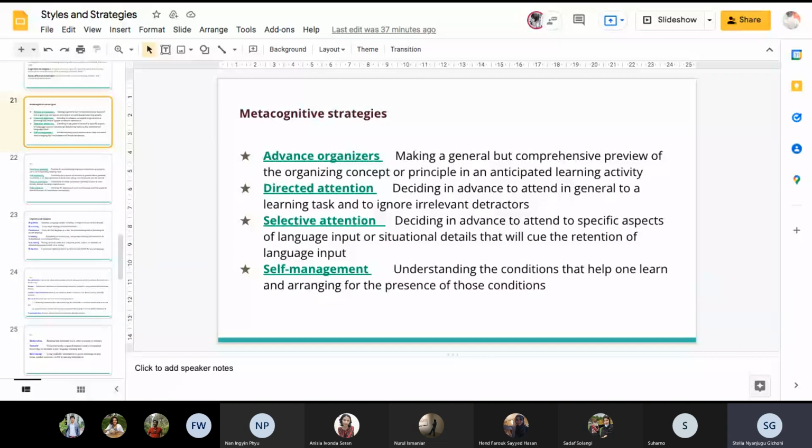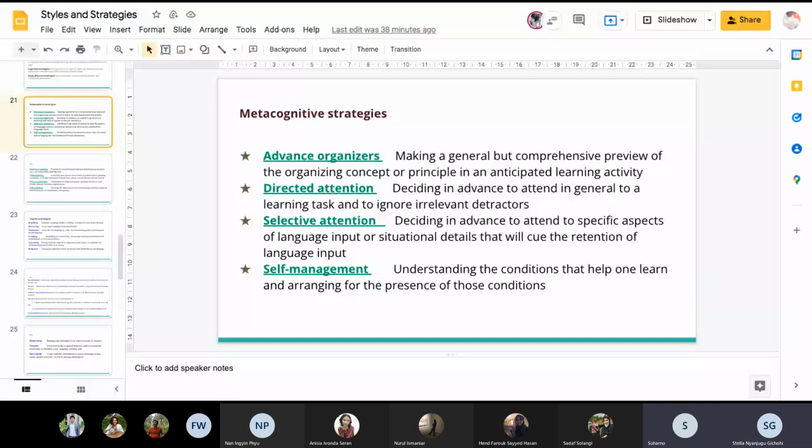So we said these have to do with the planning of the learning activity itself. These are some of the procedures or tasks you'll find there. We have those who are advanced organizers. Again, you have to check with yourself and maybe with your learners whether you have such kind of learners here. Advanced organizers make a general but comprehensive preview of the anticipated learning activity. So they already have had prior planning. They planned it earlier.